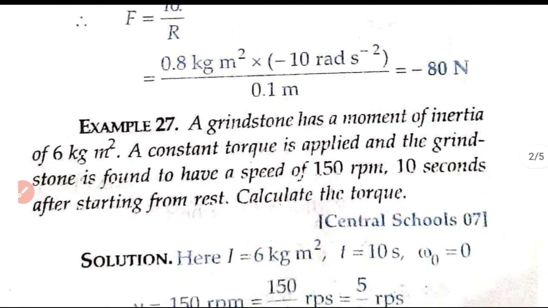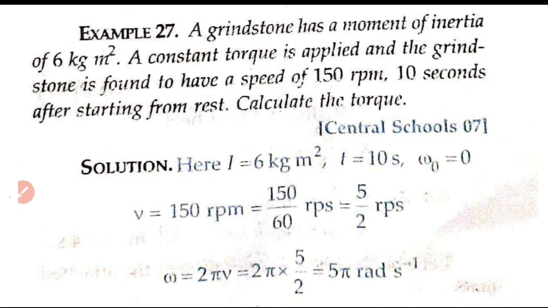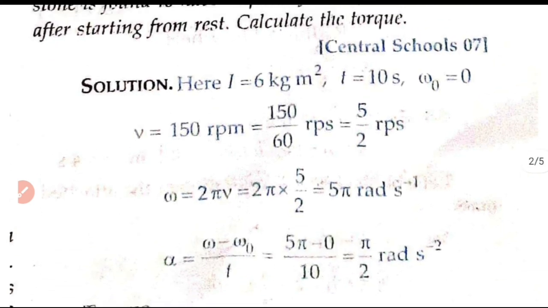Now coming to the next question. A grindstone has a moment of inertia 6 kilogram meter square. A constant torque is applied and the grindstone is found to have a speed of 150 rotations per minute 10 seconds after starting from rest. Calculate the torque. This question is also very easy. We have to calculate torque. Torque equal to I alpha. That's what we need to find.